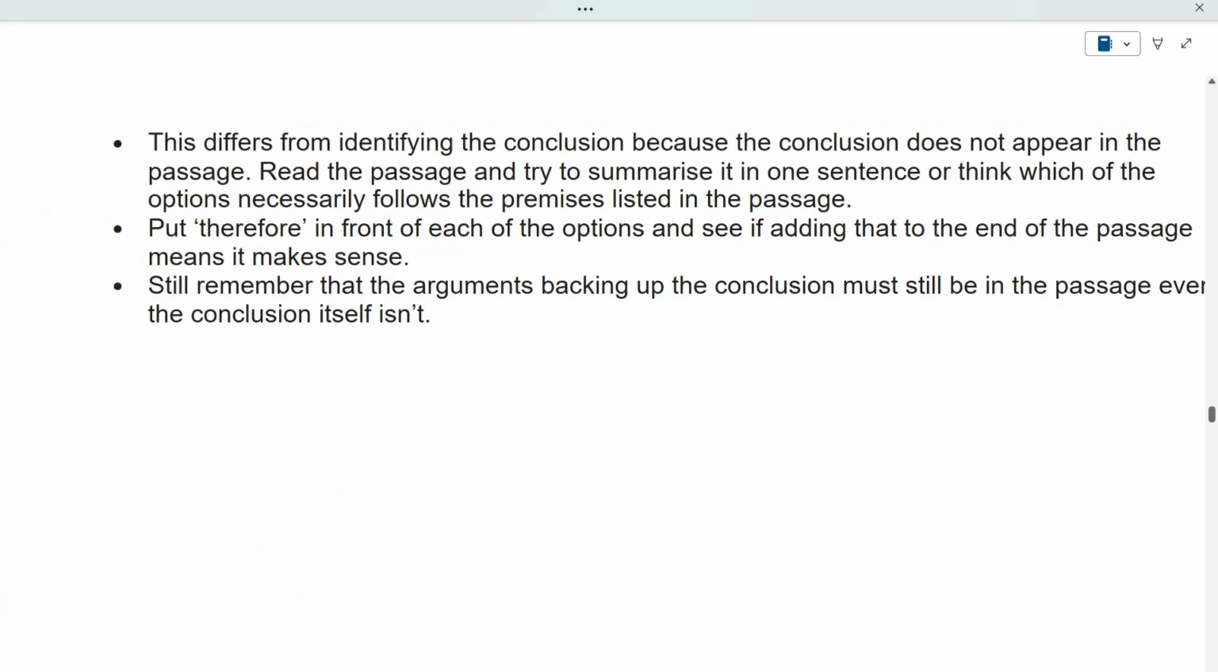So as I've written here, this differs from identifying conclusion because the conclusion does not appear in the passage. You have to read the passage and try to summarize it in one sentence. How you do that, there's two ways you can do this.